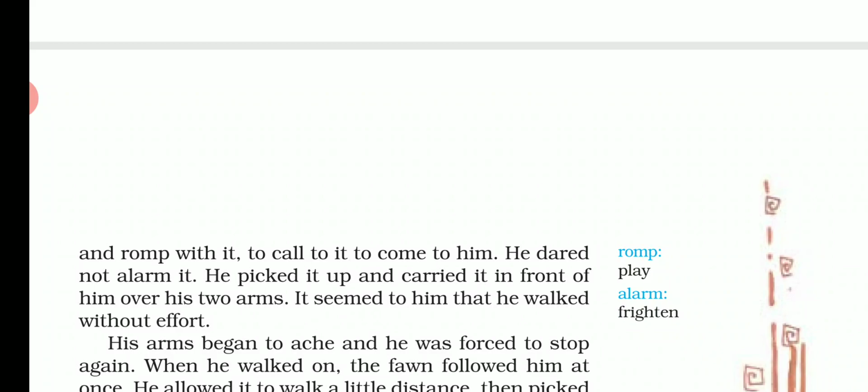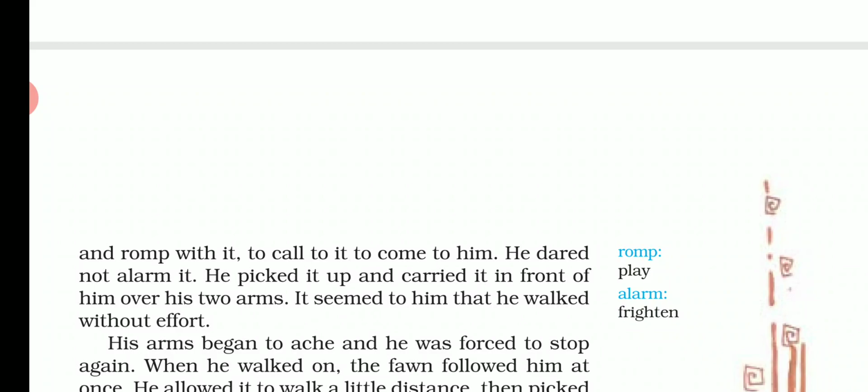To call it to come to him, he dared not alarm it. He picked it up and carried it in front of him over his two arms. It seemed to him that he walked without effort. So now what happened? Jody wanted to caress it with all his desire, play with it and call it towards him. But he did not want to frighten it. Then he picked the fawn up again in his arms and walked effortlessly.